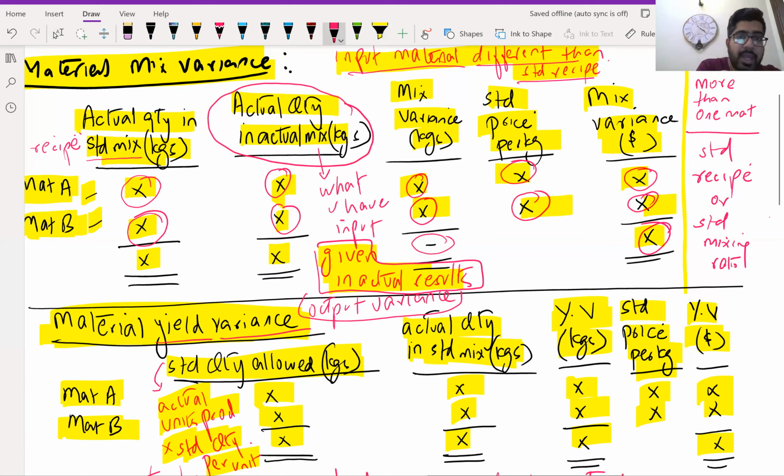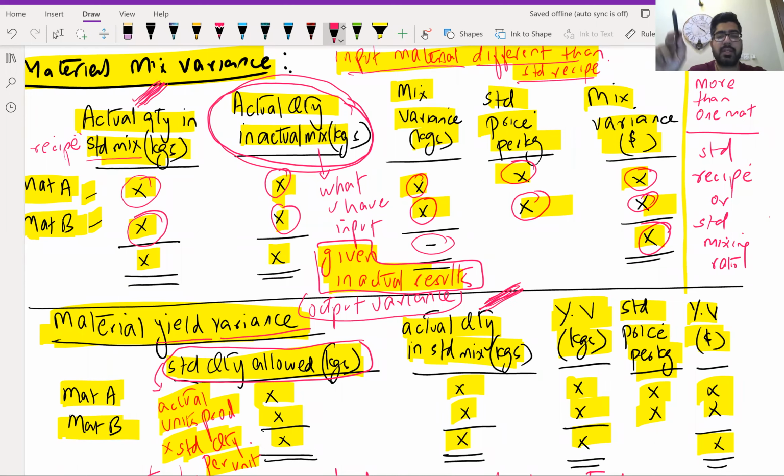The actual quantity in actual mix will be given in the actual results. And the standard quantity allowed, I have told you how to get this through a formula. That means the only effort you have to put in is on the actual quantity standard mix. Once you get this, that's it. Everything is done.